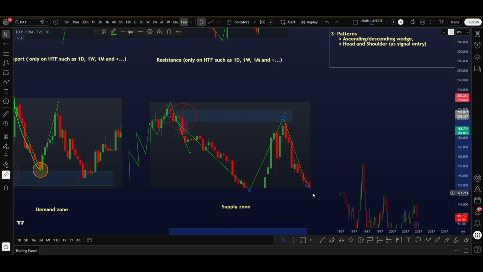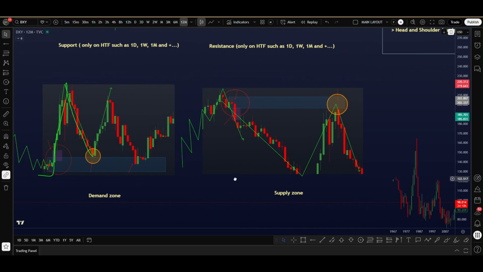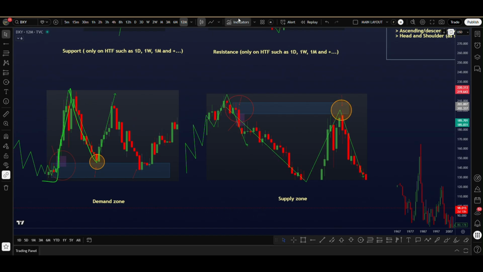Of course, I usually look in a lower time frame to take a good entry. Okay, so this is it for demand zone and supply zone.